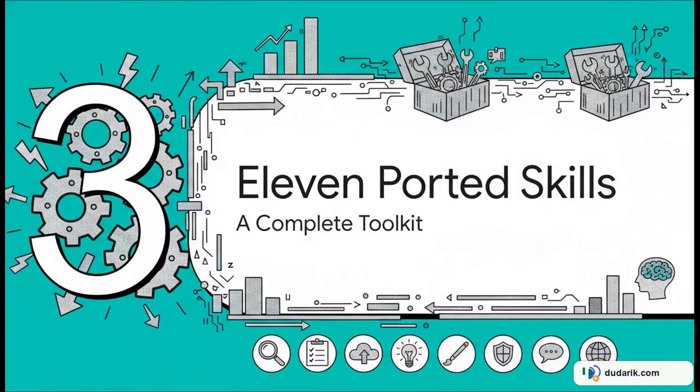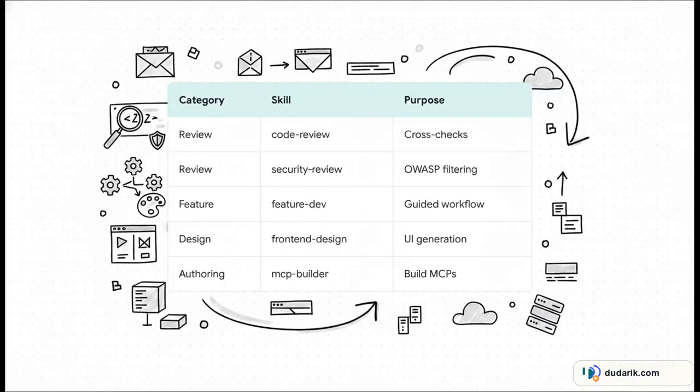Moving on to Part 3. Let's look at the goods, the 11 ported skills. Let's shift focus to the actual payload here, because the sheer breadth of capabilities is wild. There's a dense arsenal of 11 skills, and we're highlighting 5 of the heavy hitters.